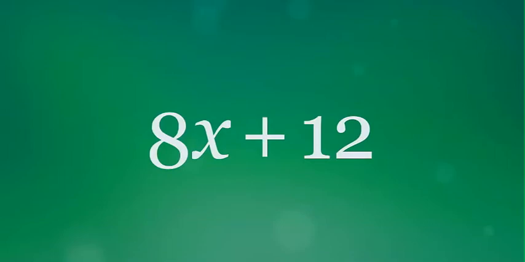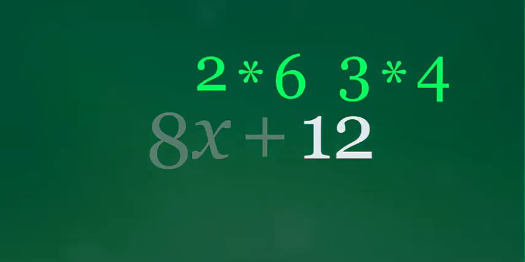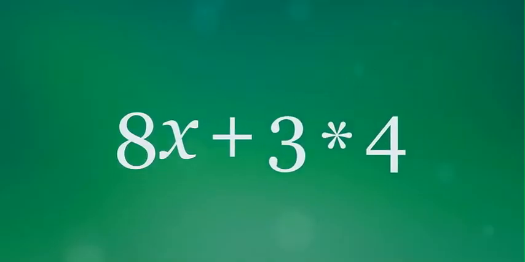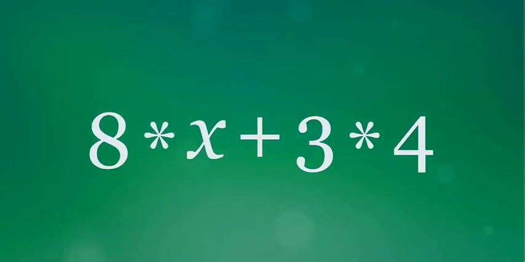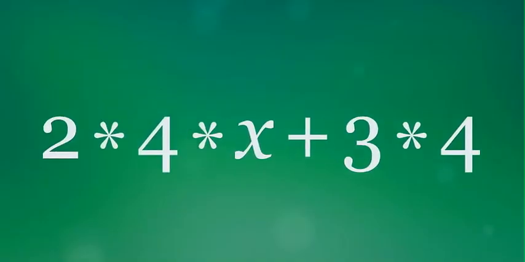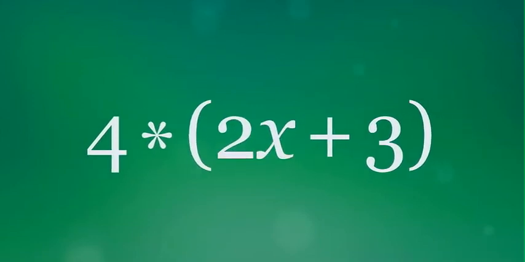So if I wanted to start this problem over, instead of choosing 2 times 6, I might choose 3 times 4 to rewrite 12. And now I have a new common factor which is larger than 2, and it's 4. When I factor that out, I get 4 times the quantity 2x plus 3.